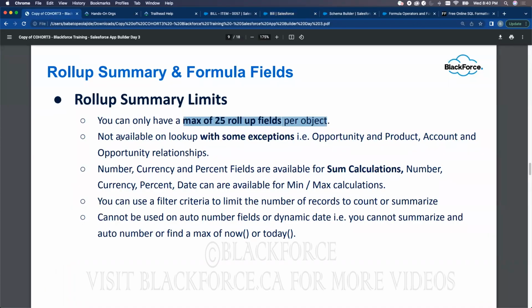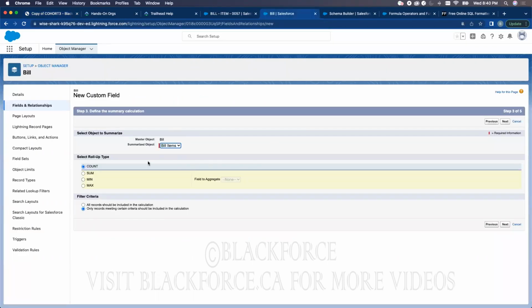Number 2, not available on lookups. That means you cannot use a roll-up summary on a lookup relationship, which I already explained to you. Again, number, currency, percent fields are available for some calculations. What does that mean? It means if you're creating a roll-up summary, the sum, you can only use it on certain fields. The min, you can only use it on certain fields. Can you see? There are more options when we select the min. The max can only be used on certain fields.